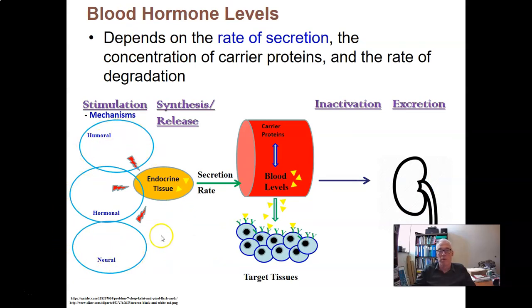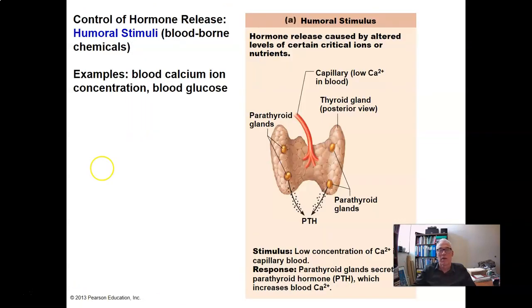So I just drew in three little bubbles for different types of mechanisms by which the endocrine gland can be turned on. We'll start with a humoral mechanism. A humoral mechanism means a change in the concentration of something in the blood, and that in turn is going to activate the endocrine tissue.